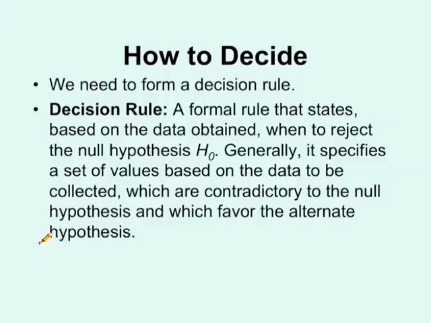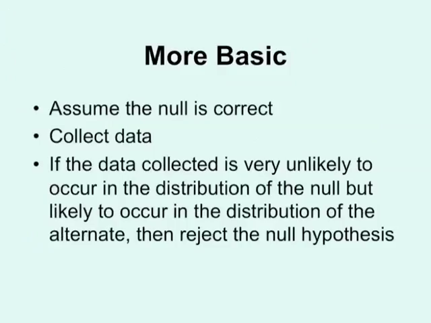Well, we're going to create what's referred to as a decision rule. Now, this is the textbook's formal definition of a decision rule. Say formal here again, when we say a formal rule that states, based on the data obtained, when to reject the null hypothesis H sub O. Generally, it specifies a set of values based on the data to be collected, which are contradictory to the null hypothesis and which favor the alternate hypothesis. Now, that's quite a mouthful. Let's see if we can maybe kind of simplify that just a bit.